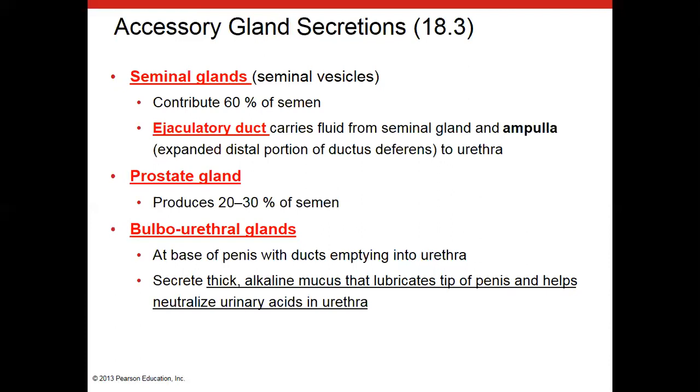And lastly, the bulbourethral gland is at the base of the penis, and the ducts empty into the urethra. That fluid is thick and alkaline, so it's slightly basic as opposed to acidic, and it provides this mucousy alkaline fluid that helps lubricate the tip of the penis, but also helps neutralize any residual urine that may be very acidic in the urethra as semen makes its way into that tubule. And that, again, just helps keep sperm safe and healthy.